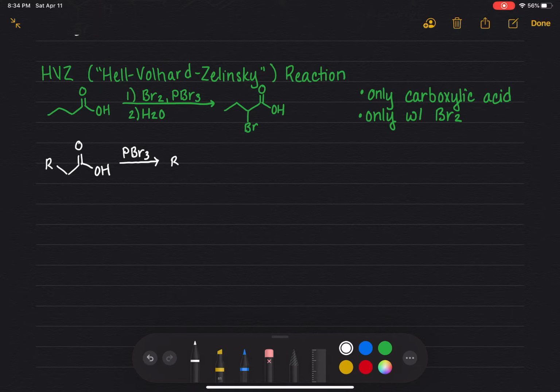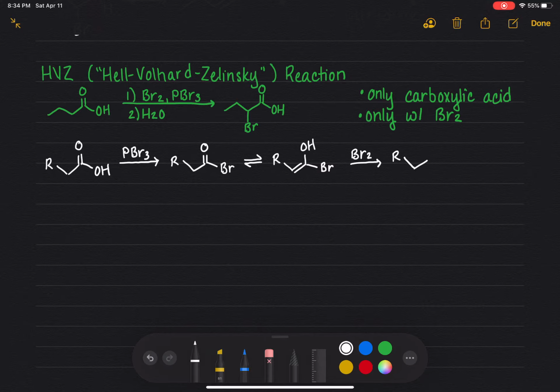The PBr3 starts by converting the carboxylic acid to an acid halide. This is an acid bromide. In chapter 21, we did a lot of stuff with acid chlorides, so this is kind of like an analog of an acid chloride. And the acid halide will tautomerize itself to make a halogenated enol.